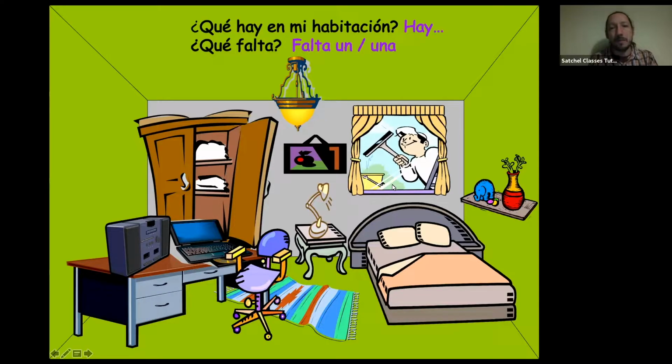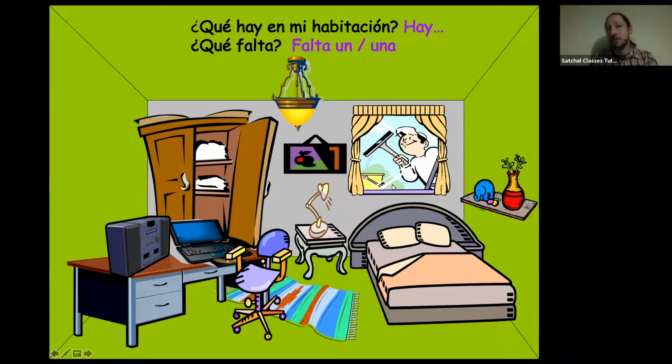¿Qué hay en mi habitación? Hay. ¿Qué falta? ¿Falta un o falta una? So I want you to have a look at those 2 very important questions and the 2 very important answers. The first one is ¿qué hay en mi habitación? What is there in my room? Hay un o una, and I'm just saying there is or there are. ¿Qué falta? What's missing? So what is missing in my room? ¿Falta un o falta una?